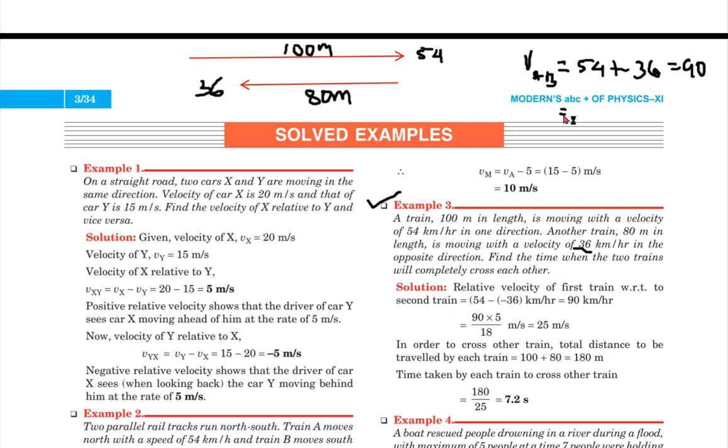Let me convert it into meter per second, because I have length of train as meter. So I'll convert it into meter per second. 5 by 18, that is 5 by 18 is 25 meter per second.